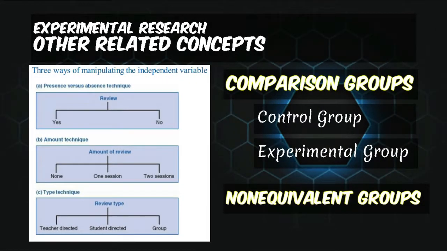Another concept in experimental research is what we call comparison groups. There are normally 2 comparison groups, the control and experimental groups.